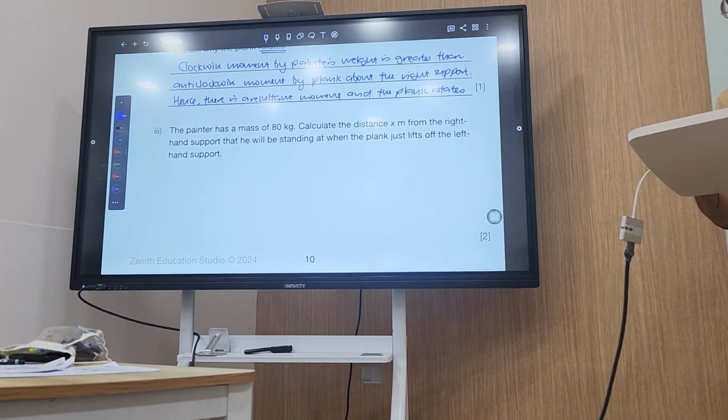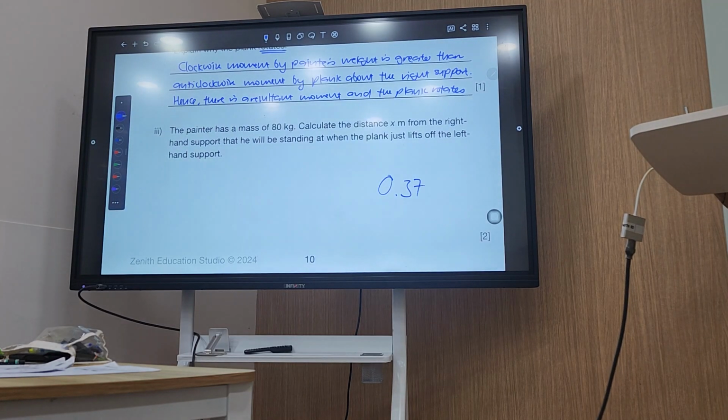Painter has a mass of 80 kilograms. Calculate distance x from the right hand support he'll be standing at. The answer for this one is 0.374.